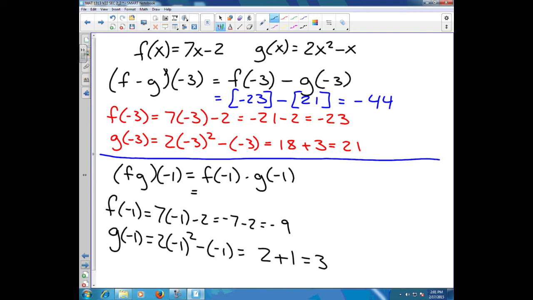And now to get f times g of negative 1, we're just going to multiply. Negative 9 times 3, and we get negative 27.